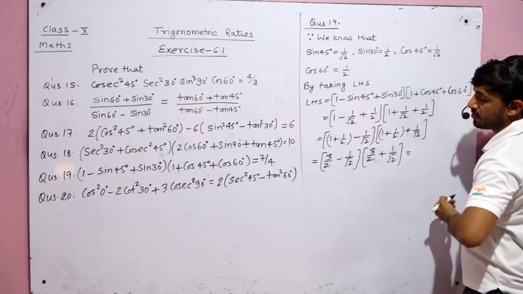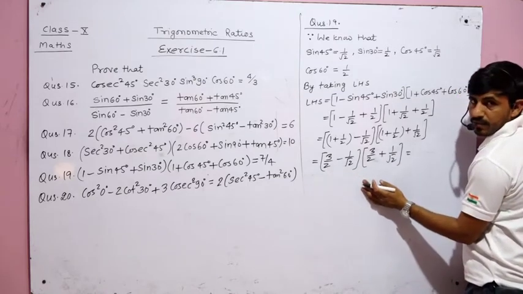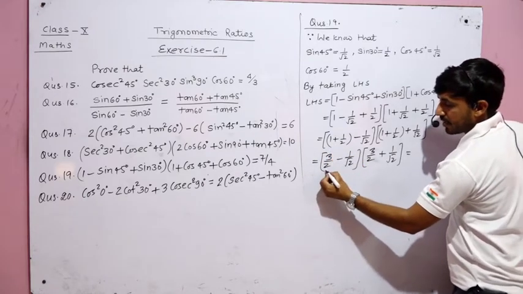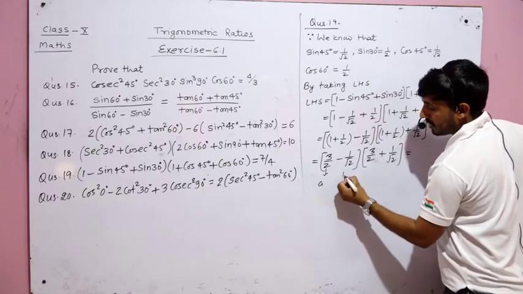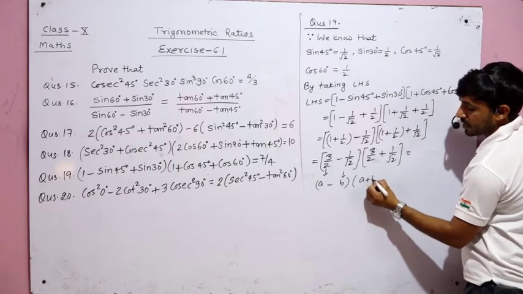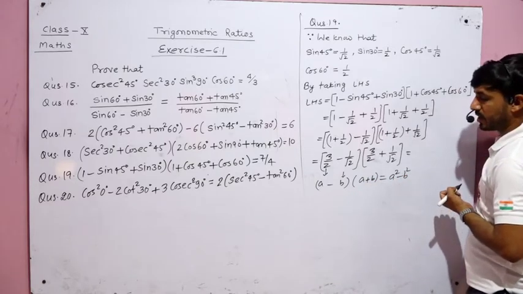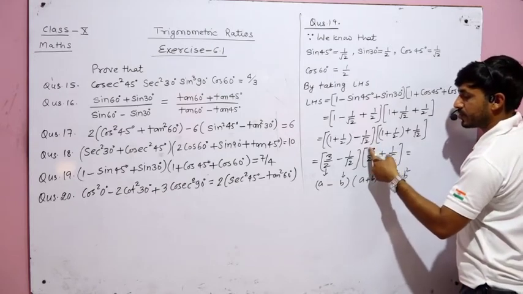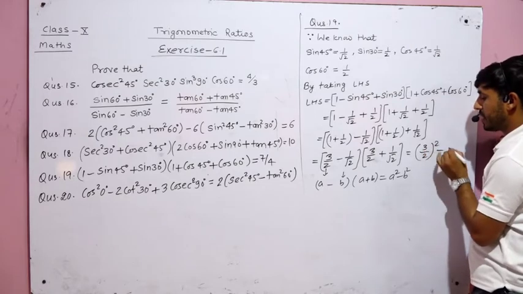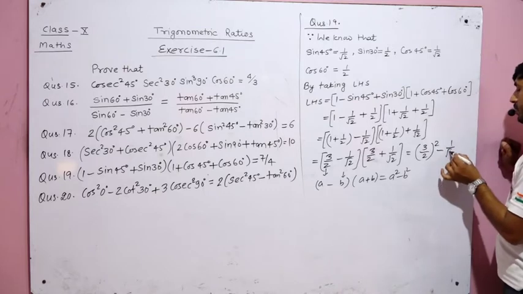In the next part we can see the formula. I am taking this as A and that as B. It means A minus B into A plus B, and we know the formula is A square minus B square. That's why we have A square, it means square of 3 by 2, minus B square. B square means square of 1 by root 2.